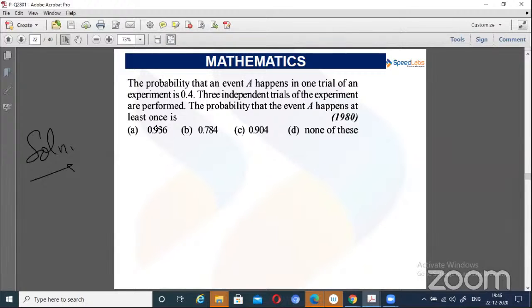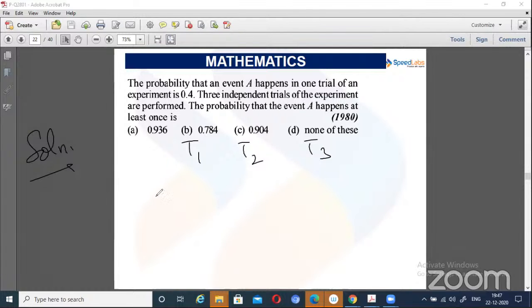The probability that an event A happens in one trial of an experiment is 0.4. Okay, so if I'm trying to do an experiment and it happens in the first trial, in one trial is 0.4. 3 independent trials of the experiment are performed. The probability that the event A happens at least once. So 3 trials are done and you are being asked the probability that it occurs at least once.